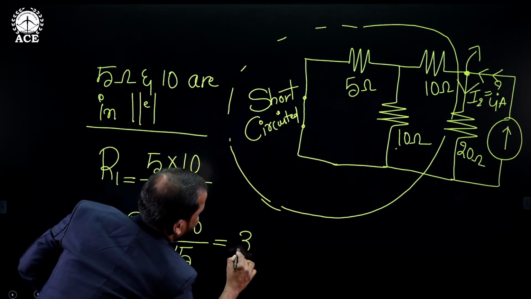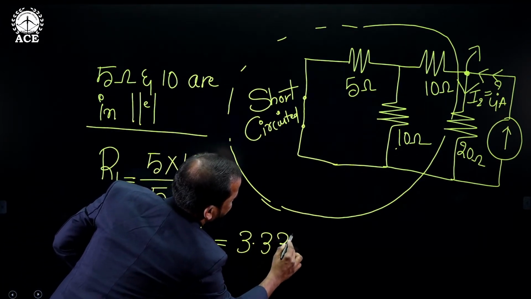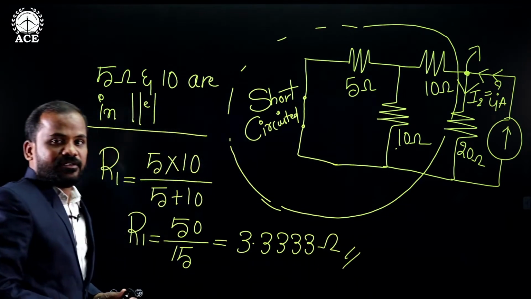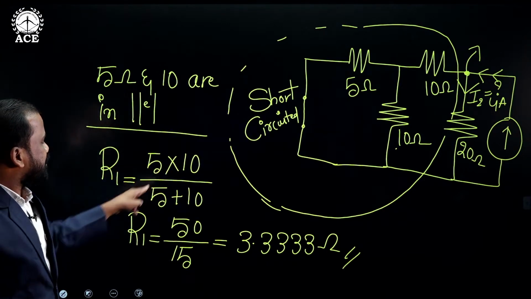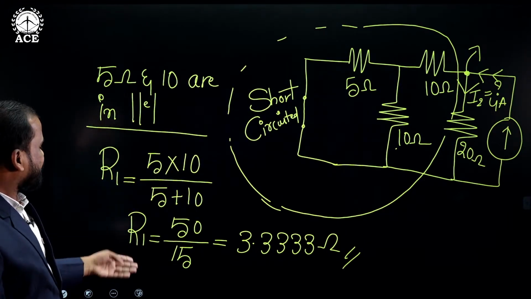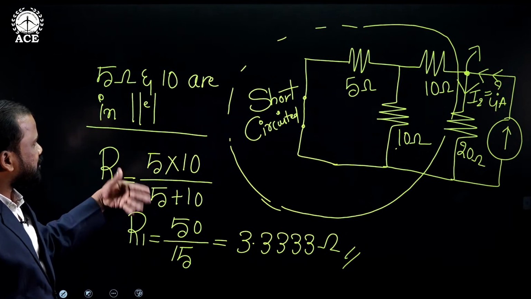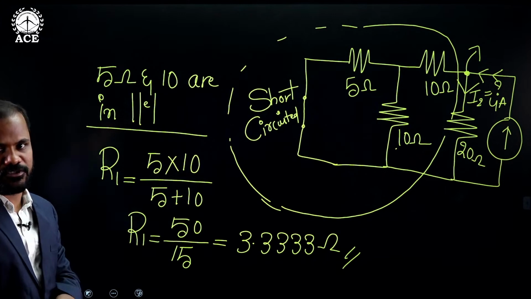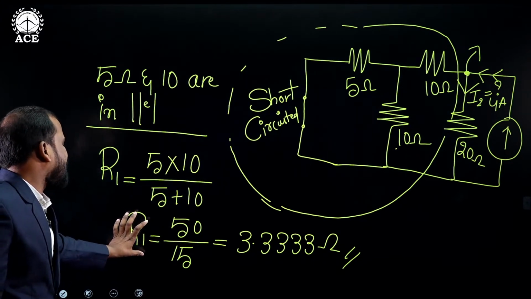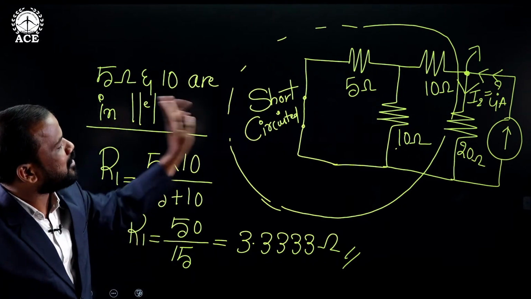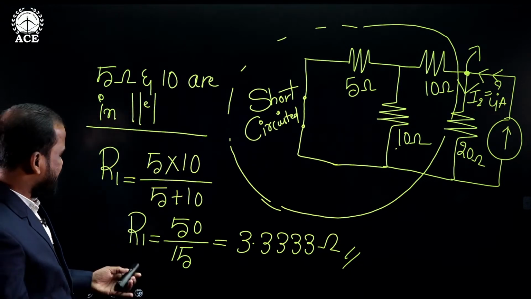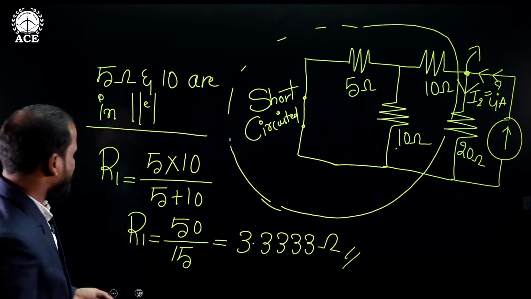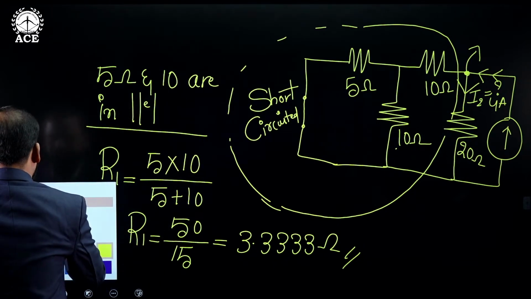After calculating, you will get 3.3333 ohms. Okay, just see here, 5 ohms and 10 ohms are both connected in parallel. So after finding the equivalent of the combination of these two, you are getting the resultant as 3.3333 ohms. Now I can replace this R1 value instead of the parallel combination of 5 and 10. Then the network becomes reduced. So I am directly replacing here only.